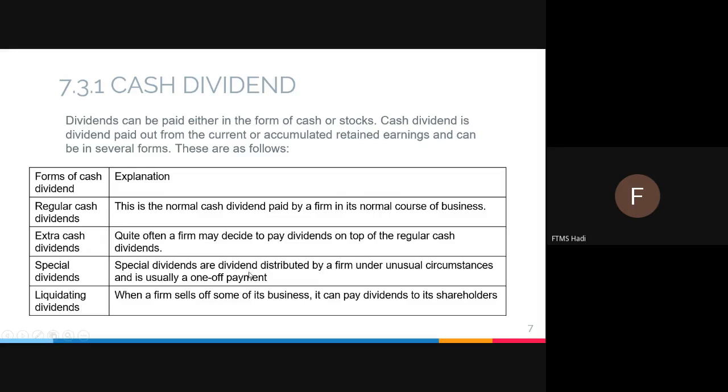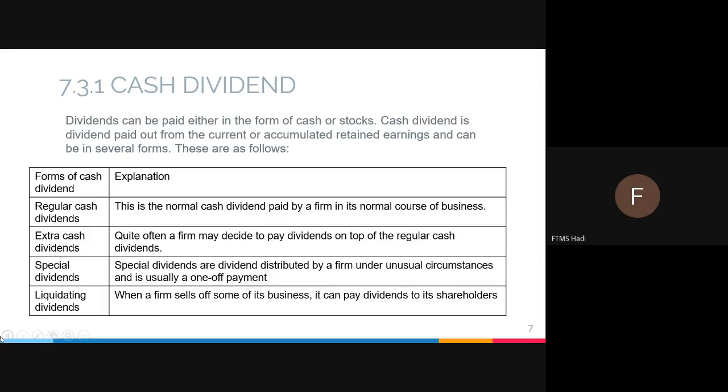Special dividends are dividends distributed by a firm under unusual circumstances and is usually a one-off payment. Let's say, for example, RHB wants to celebrate 50 years of operation. Therefore, they will announce a special dividend of 50 cent per share. So there is one occasion or one event that they want to give payouts to the shareholders because of a special event.